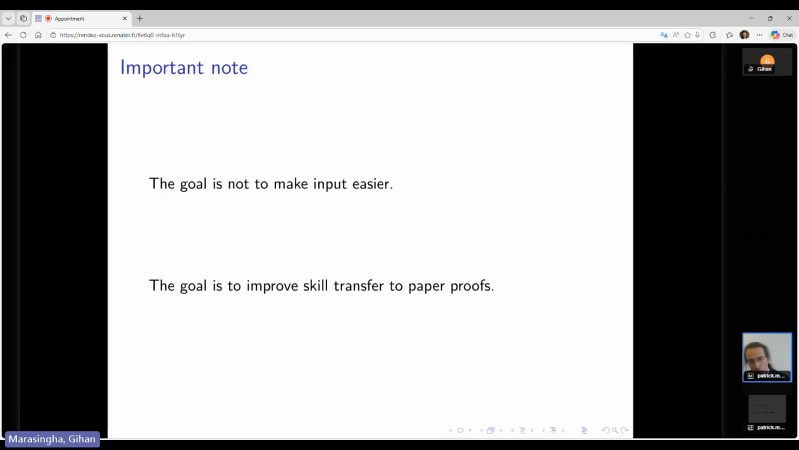So the 2 important things: the goal is not to make input easier. The students were able to prove lemmas in Lean already from year 1, when I was using completely vanilla Lean 3 and Mathlib. The goal is to improve skill transfer to paper proofs, and the automation is also very important.